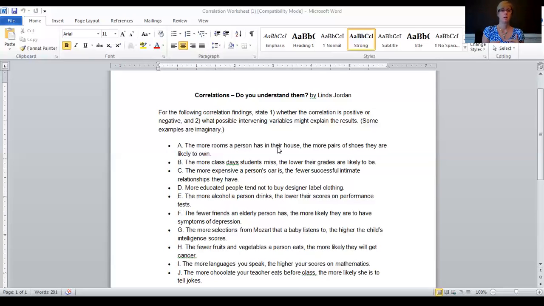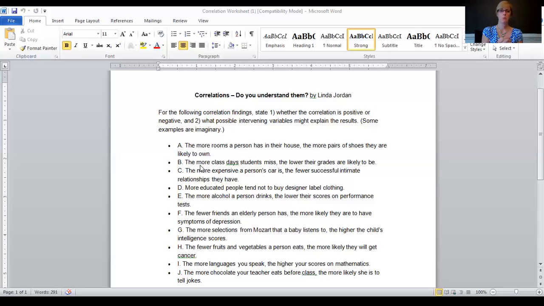Okay? So we'll do the second one together as well because it's kind of funny. It says the more class days you miss, I'm counting your absences, then as absences increase, the lower your grades are likely to be. So as absences go up, grades go down. Opposite directions, we call it a negative correlation.